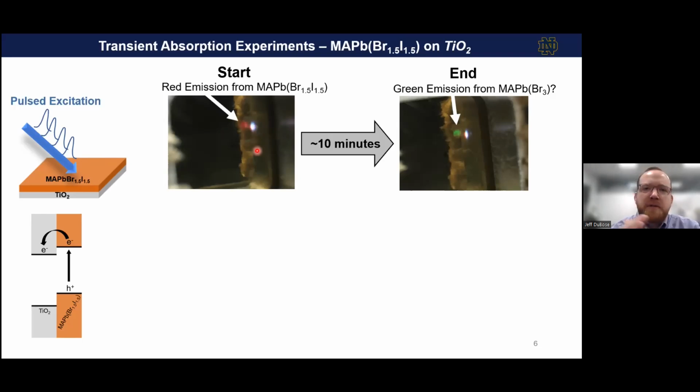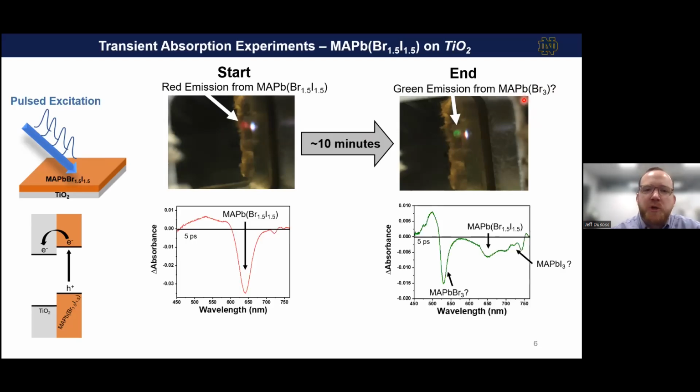Then after the 10 minutes or so that it takes to collect our transient absorption spectra, we visually said, wait a minute, we're seeing what looks like a green emission on the films. And it looks like this emission is roughly in the region where methylammonium lead bromide absorbs.